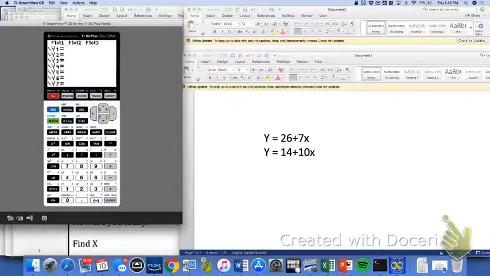Because what you're going to be expected to do with the couple of word problems is you're going to have to turn this into a graph. So I'm going to show you how you can use your calculator to help make that process a little bit less painful. Okay, so we're going to do Y equals 26 plus 7x. So everybody should be typing those equations in there right now.